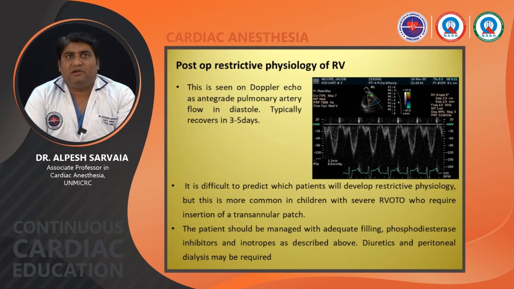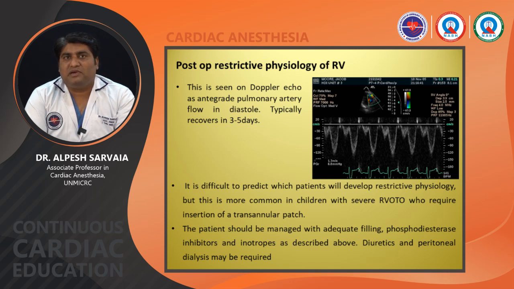There is antegrade pulmonary artery flow in diastole, and it typically recovers in 3 to 5 days. It is difficult to predict which patient will develop restrictive physiology, but it is more common in children with severe RVOT obstruction who require insertion of a transannular patch.